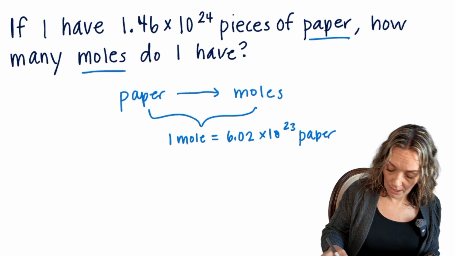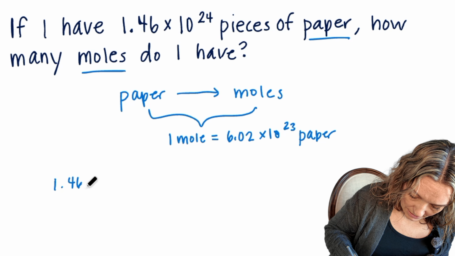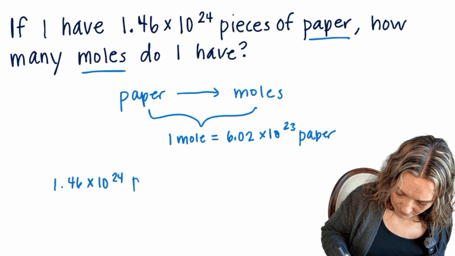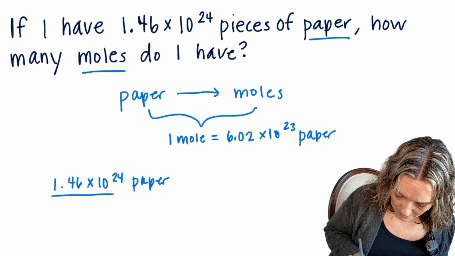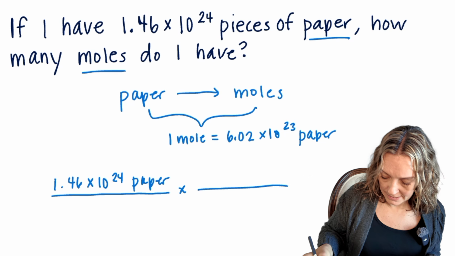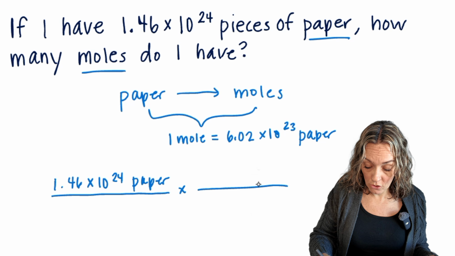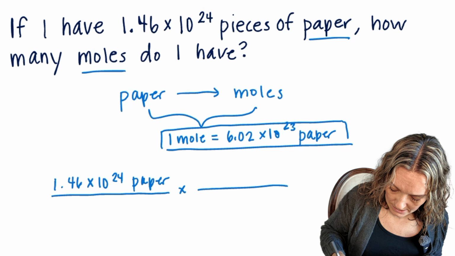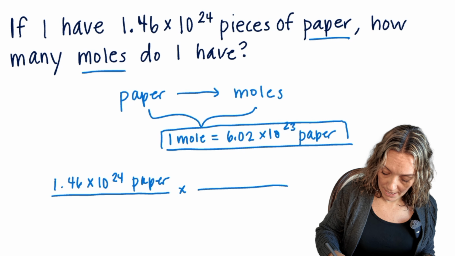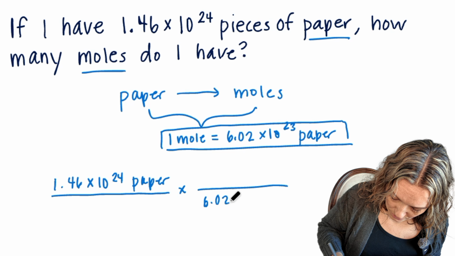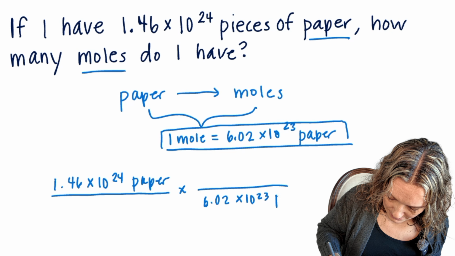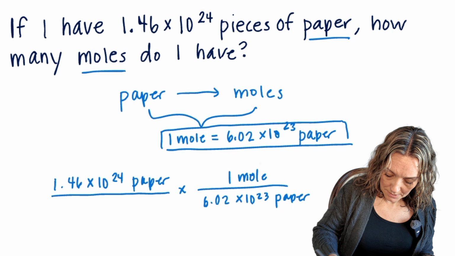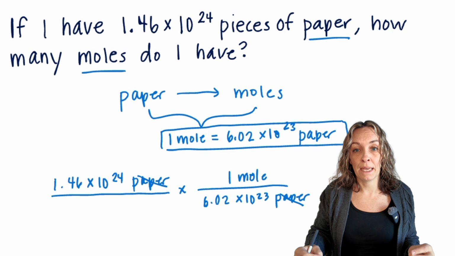And when I begin the problem, I'm going to start with the number that is given. I have 1.46 times 10 to the 24th pieces of paper. You are always going to multiply with your dimensional analysis, and the top and the bottom half of the fraction have to be equal values but different units. Since these are equal values but different units, I am going to put 1 on the top and 1 on the bottom. 6.02 times 10 to the 23rd pieces of paper are going to go on the bottom and 1 mole on the top. I knew that because I needed my units of paper to cancel out.